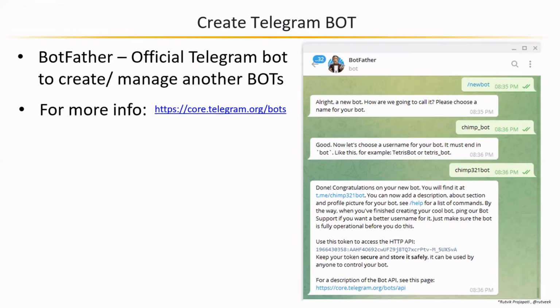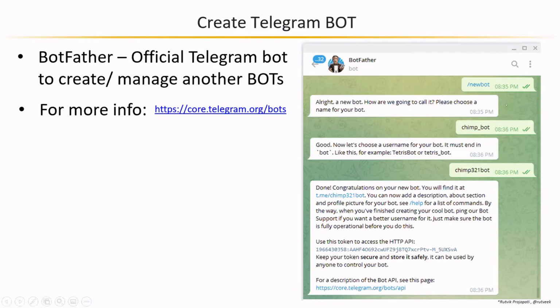For some public APIs, we do not require authentication and we can directly access them. For most APIs, we require some kind of authentication, and for that we require an API token. To get the API token for Telegram, first we need to create the bot. Here is BotFather, which is the official Telegram bot used to create and manage all the bots in Telegram. Basically, it is the father of all the bots in Telegram.